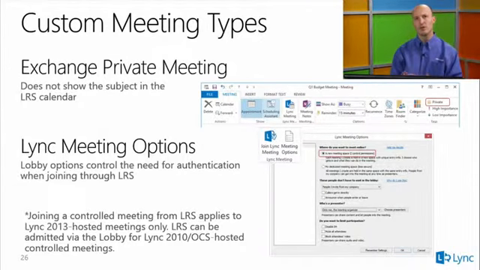The lobby control option, though, we should be aware of, does need to allow for the LRS to join that meeting. So if you've got closed meetings, you should be aware that those closed meetings must have the LRS as a participant in the meeting, otherwise they won't be able to join and might have to be admitted through the lobby. And that is the case for LCS or Lync 2010 and OCS hosted meetings. The LRS won't be a part of that environment and must be joined in through the lobby.